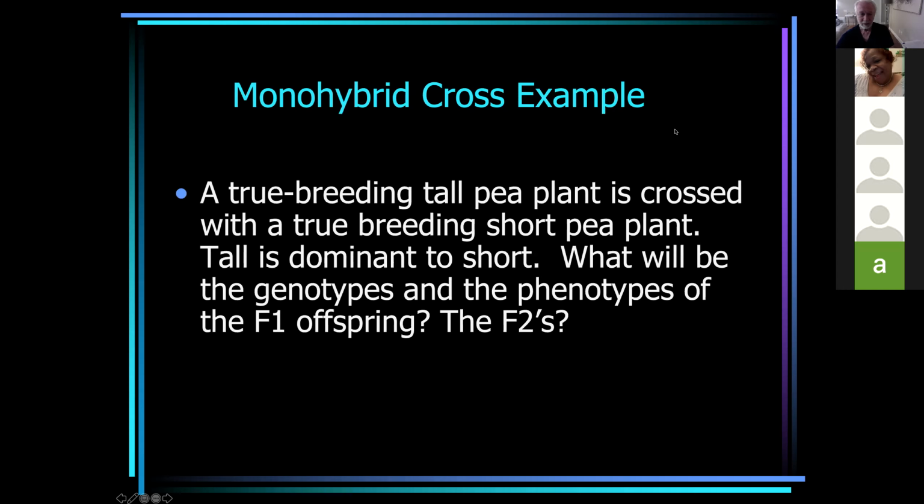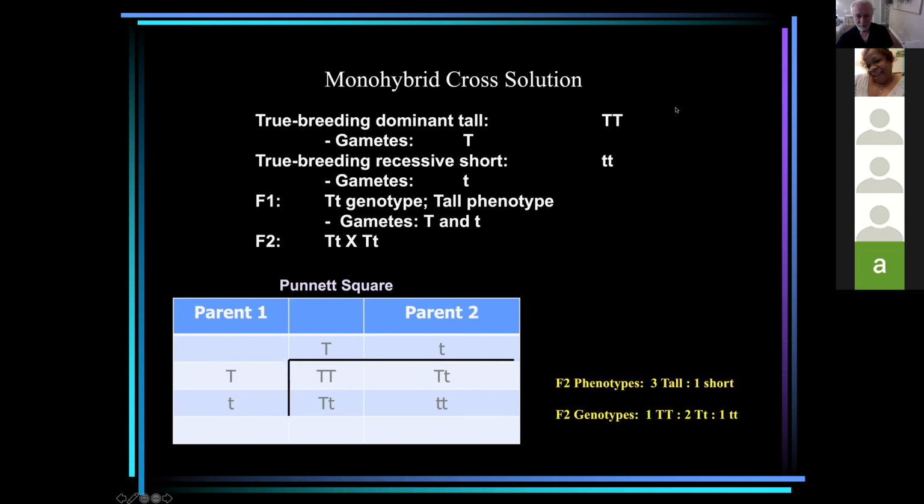So let's look at an example. We have a true breeding, means an inbred, tall pea plant, crossed with a true breeding short pea plant. Tall is dominant to short. What will be the genotypes and the phenotypes of the F1 offspring and the F2s? So you need to work through this yourselves, but I show you here how to do it.